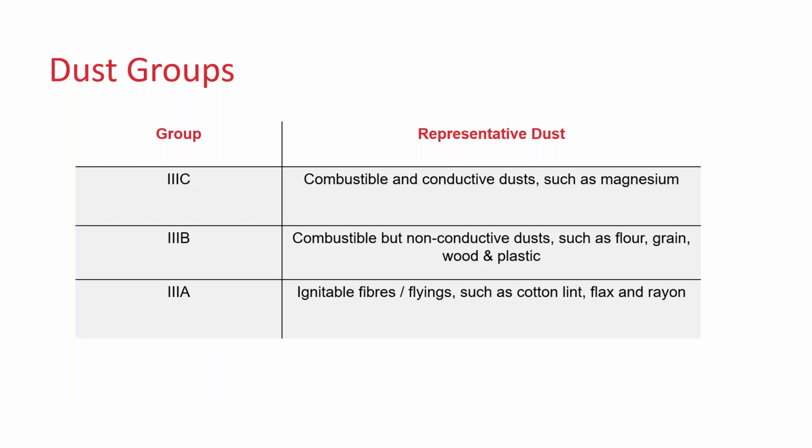Similarly, as we had for gas, the exact same principles apply for dust, but the naming is slightly different. In this case, it's dust groups 3C, 3B and 3A. So 3C are the most volatile, combustible and conductive dusts, such as magnesium, down to group 3A, which is ignitable fibres and flyings, such as cotton lint, rayon, and flax.